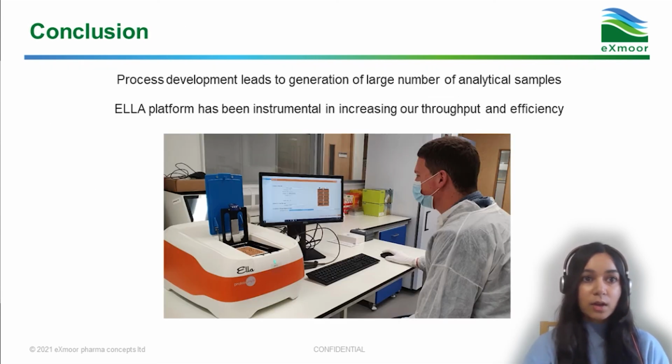So in conclusion, process development leads to a generation of a large number of samples. And one of the key challenges is throughput and precision. And the Ella platform has really been instrumental to increasing our overall throughput, and by doing so, allowing us to make more efficient and accurate process-related decisions.